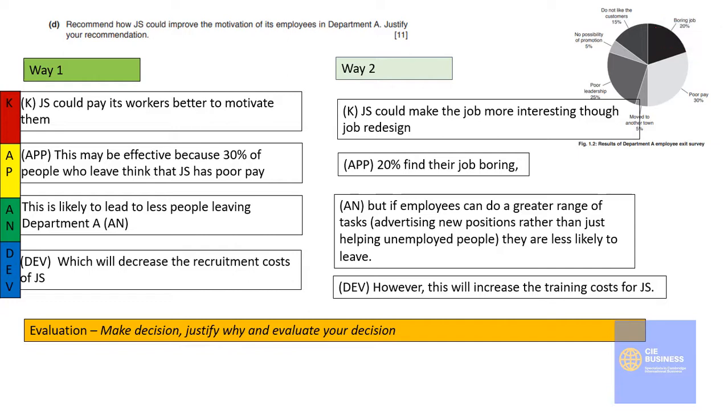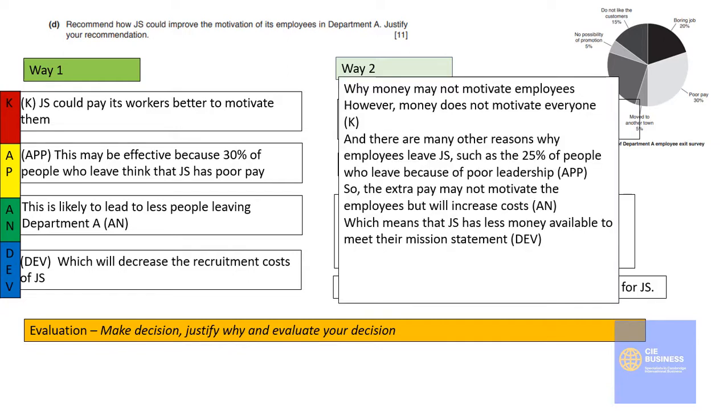Although I wouldn't recommend it, another way of answering the question is to give an alternative point of view to increasing pay as your second chain of analysis. Here we have an example of how it's done. Money doesn't always motivate employees. 25% leave because of poor leadership. So the extra pay means increased costs, meaning funds are diverted away from the main aims of JobShop. Now we have got 8 marks out of 11 complete.